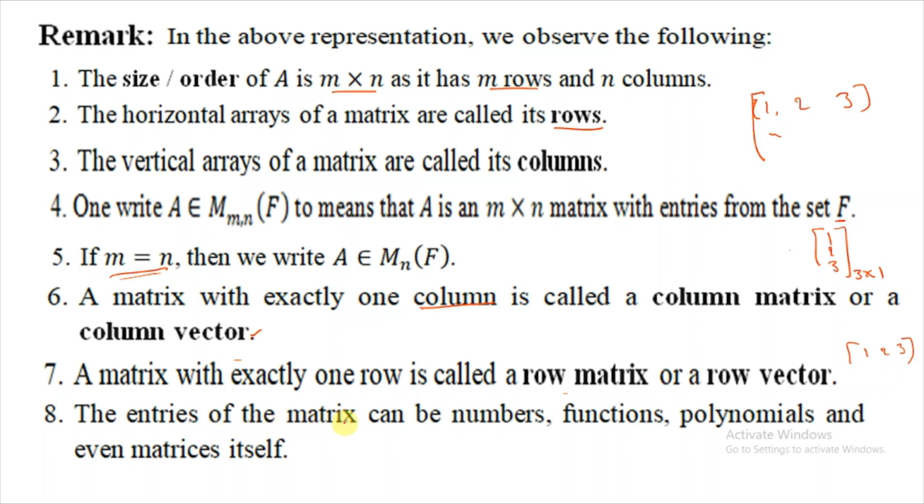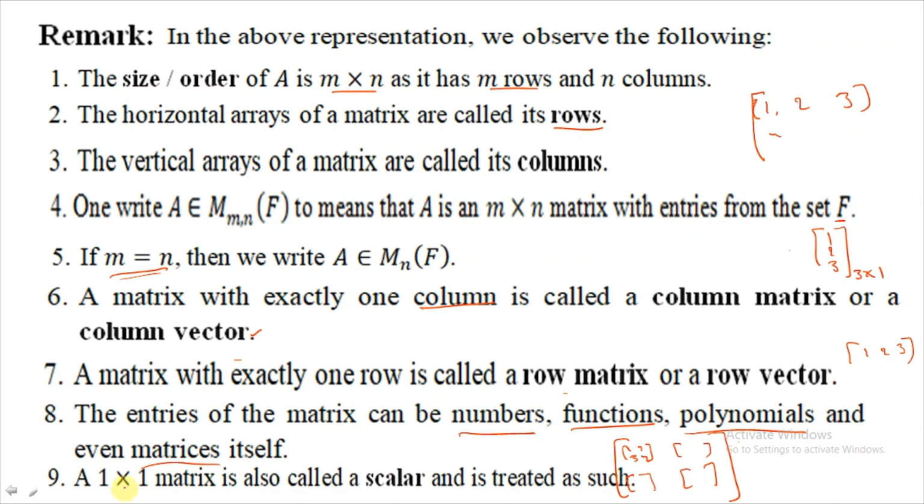The entries of the matrix can be numbers or functions or polynomials and even matrices themselves. Sometimes we represent like this one. These are matrices, suppose 1, 2, 3, 4. So the entries themselves can be matrices, like sub-matrices of this one. That means the entries may be numbers, functions, polynomials, and even matrices. Already you know these things.